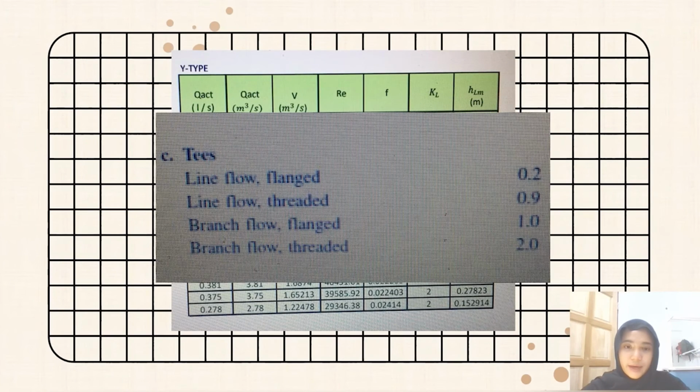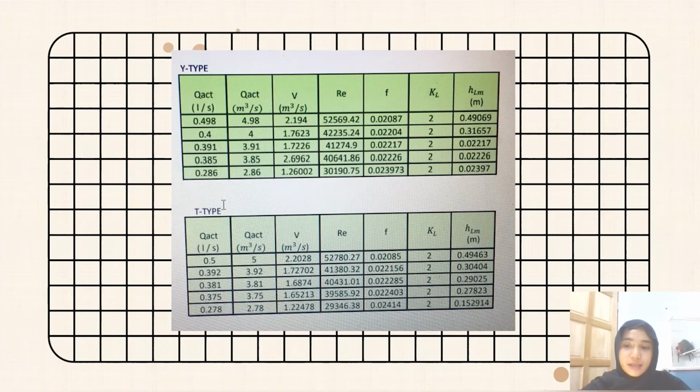Same goes for Y type and T type. We still use the same formula as the 90 bend and 45 bend.